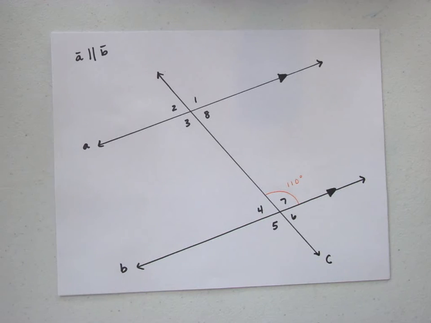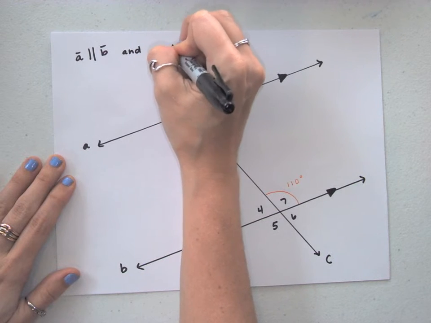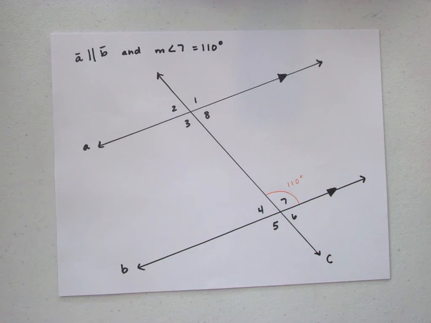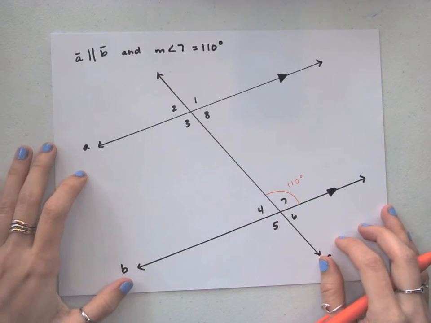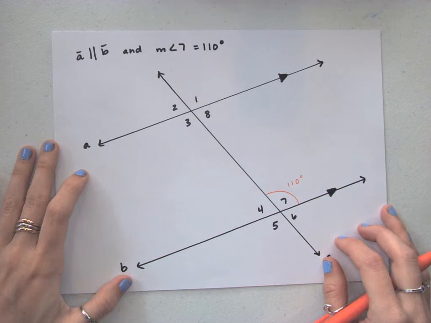So we know that line A is parallel to line B, and that the measure of angle 7 is 110 degrees. So looking at this, you might have a question that says, if you know this information, what are the rest of the angles? Well, we need to use our knowledge of angle relationships in order to identify the rest of the angles. So first, let me just say, I'm going to go through this in an order that makes sense to me. There's no one right method for how to do this. You just need to be able to identify the different angle relationships in order to identify the angles.